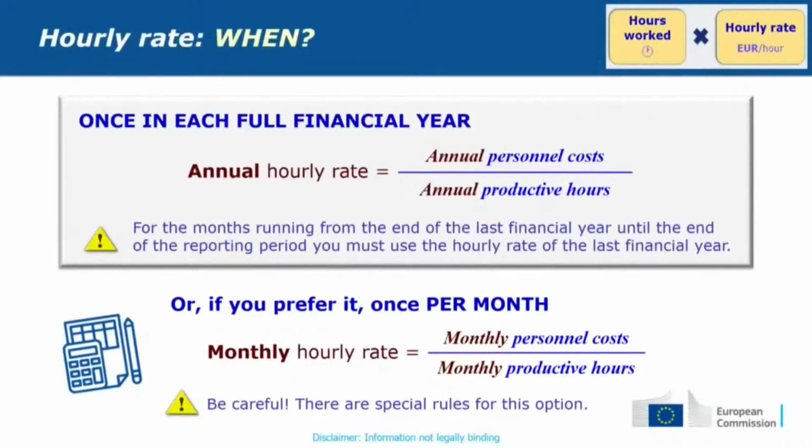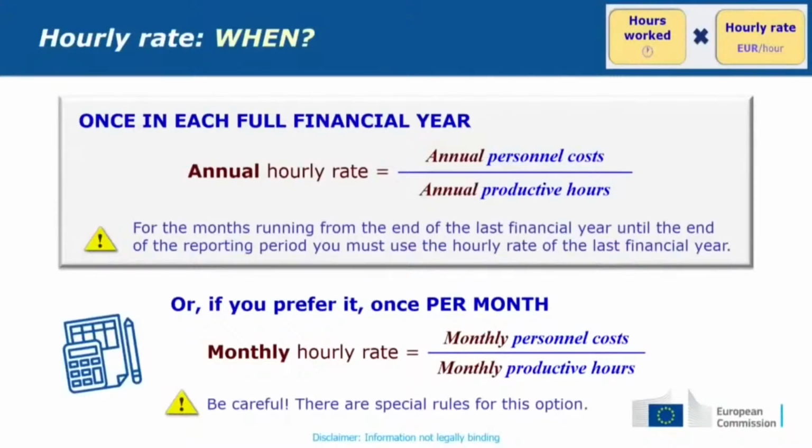For instance, this second option that we have now allowed in the Horizon 2020 grant agreements is to calculate the hourly rate per month. So rather than doing for each person an hourly rate at the end of the year, you will do 12 hourly rates, one in each month, by dividing the monthly personnel cost by the monthly productive hours.